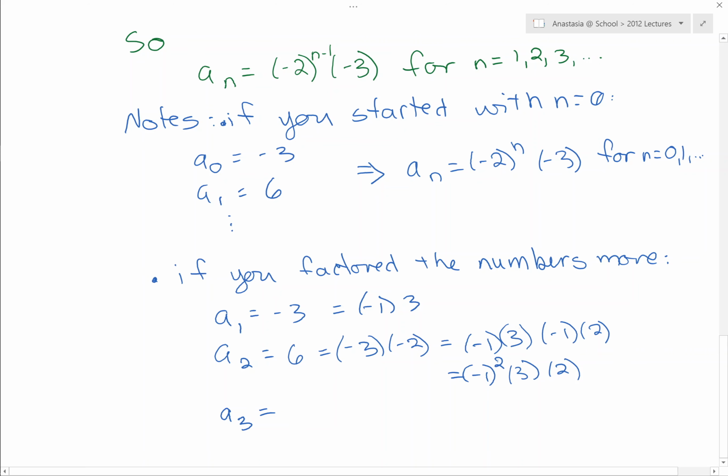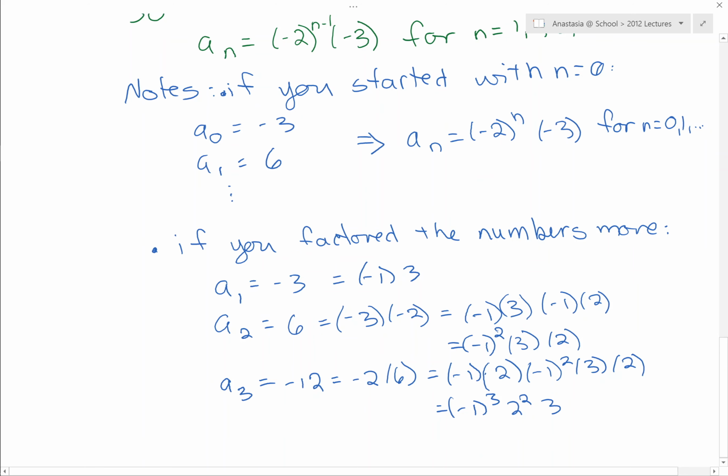A sub 3 would be, let's see, what was it? A sub 3 was -12. That could be written as, oops, I am so sorry. -12 could be written as -2 times 6. -2 factors as -1 times 2, and 6 could be written as -1 squared times 3 times 2. So now we have 2 2's and we have 3 negatives. So you could have -1 cubed, 2 squared times 3.